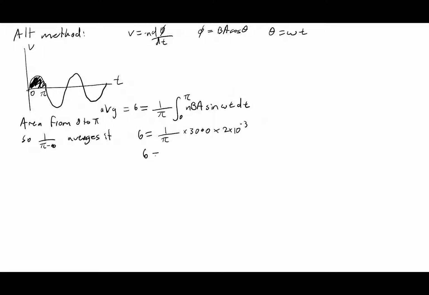Yep. So 6 equals pi times 2 times 0.1 times 0.2, and then we integrate sine omega t, so we have times omega, and we have negative omega cos omega t from pi to 0. 6 equals 0.12 over pi times just absolute it, omega pi.